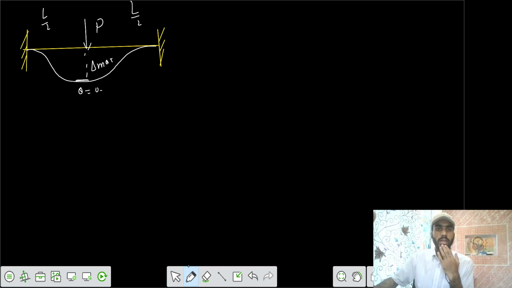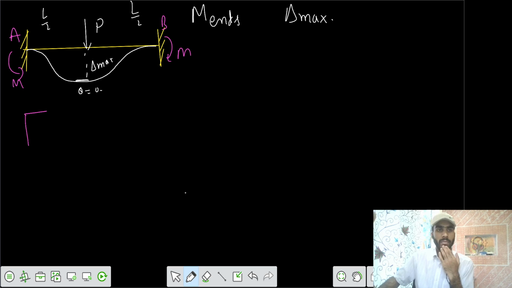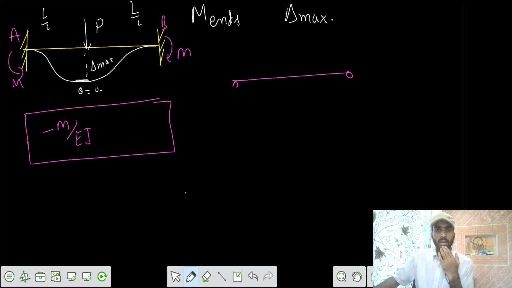So we need to get the moment developed at the ends and the delta maximum. On similar grounds, as we earlier saw, let's say the moment developed here is m. By symmetry, moment A equals moment B, some value of m. Then the m by EI diagram looks like this. Similarly, for the simply supported beam, you have a point load here, so we can write PL by 4 EI.